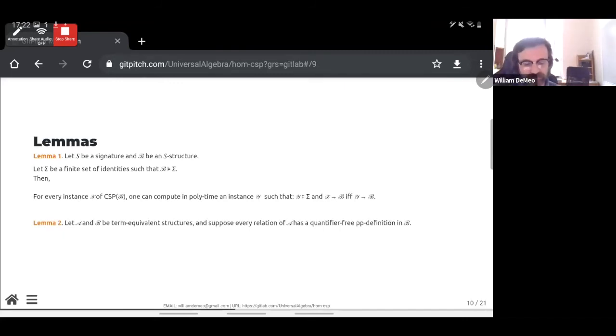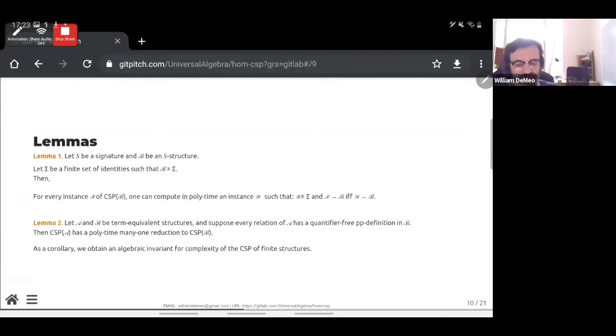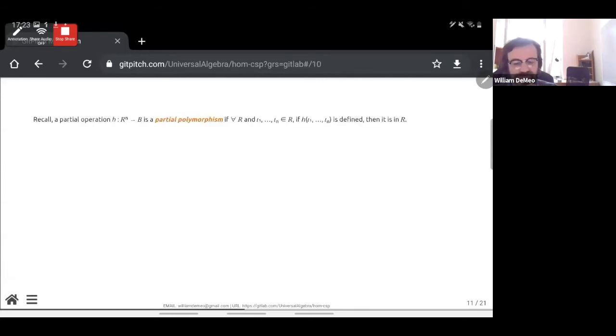The second is that if you have two structures that are term equivalent, and you suppose that every relation of A has a quantifier-free primitive positive definition in B, then CSP of A has a polynomial time many-one reduction to the CSP of B. Does this make sense? As a corollary, we retain this algebraic invariant for complexity of CSP of finite structures.